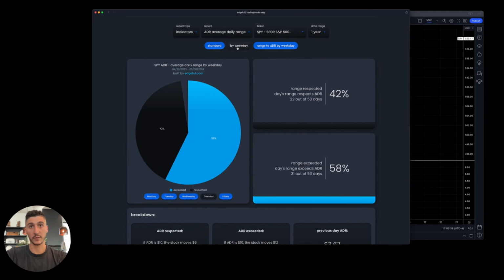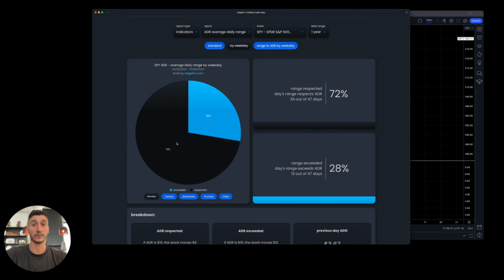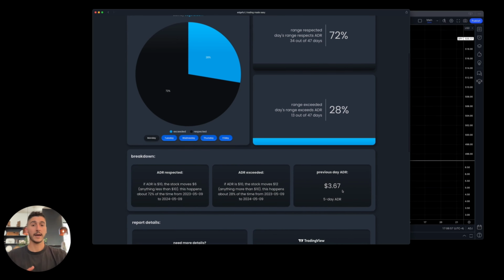You can also look at this by weekday. You can see Thursdays actually exceed the ADR almost 60% of the time in the last year, and Mondays respect that ADR 72% of the time. So same concept that I said for ATR. It's just a shorter time frame, so this is a more recent number that you're going to see here, and it will change and fluctuate a lot more because it's only a 5-day average versus a 14-day average.